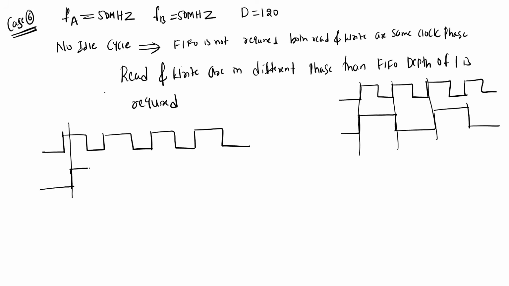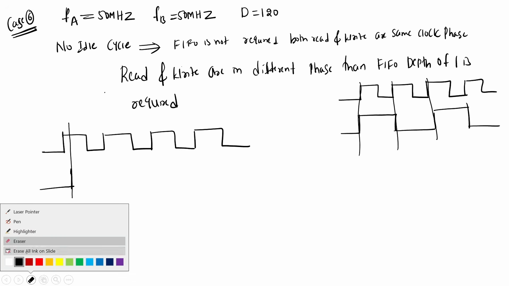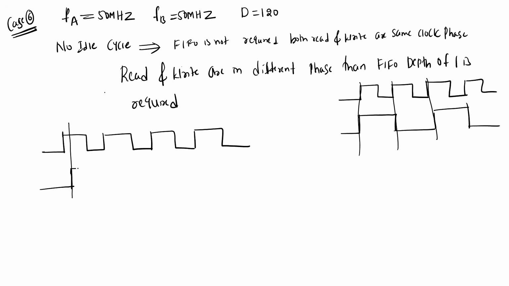There is a phase difference. But sir, in this case the writing and reading frequencies are the same, with only a different phase. The numerical value of frequency is the same, but the phase is different. Then a FIFO of one depth is required. Okay.